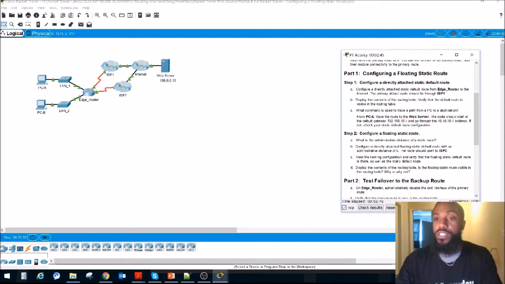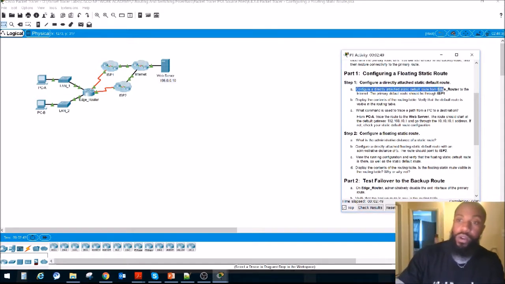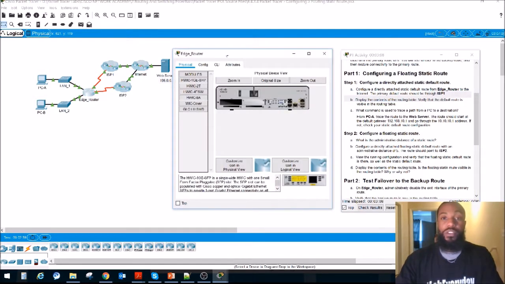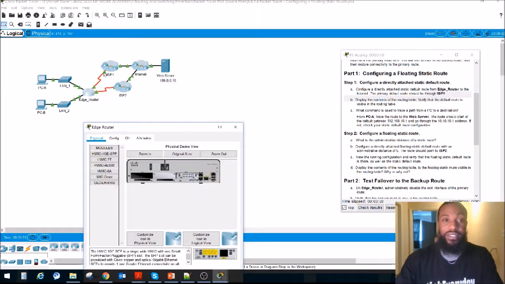First thing we need to do is configure a directly attached static default route from the edge router to the internet. The primary default route should be through ISP1. So notice, to get to the internet, we got two ways to get there, ISP1, ISP2. For this task, we need to create a route to get to ISP1. First thing we need to do is figure out what this interface is, right?